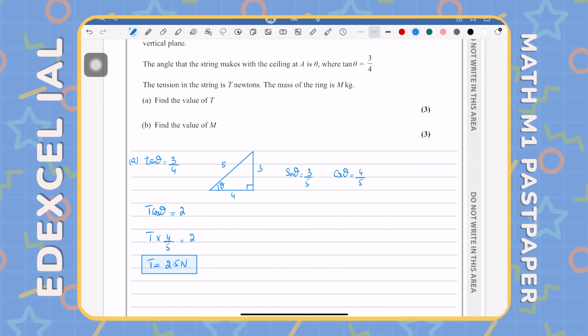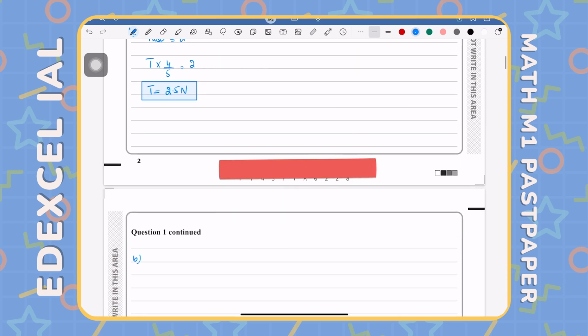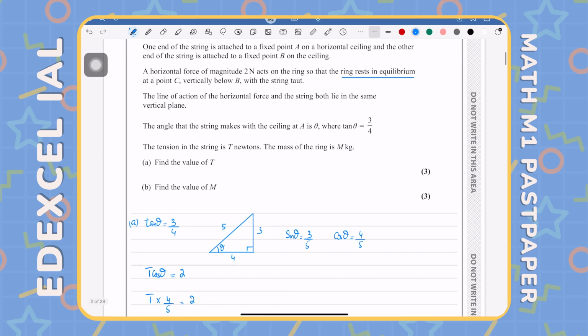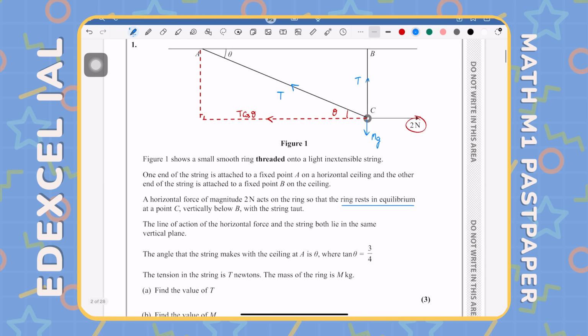So we have the answer to the first part. Now let's have a look at the second part. The second part says find the value of m. So we've considered the forces acting horizontally, but we haven't considered the forces acting vertically. So let's find out the vertical component of tension, which would be equal to T sine theta, and then there's another force acting upwards, that's T. So T sine theta plus T, these are all the forces acting upwards, and their sum must be equal to the sum of all the forces acting downwards, and there's only one force acting downwards, and that's basically the weight of the ring.